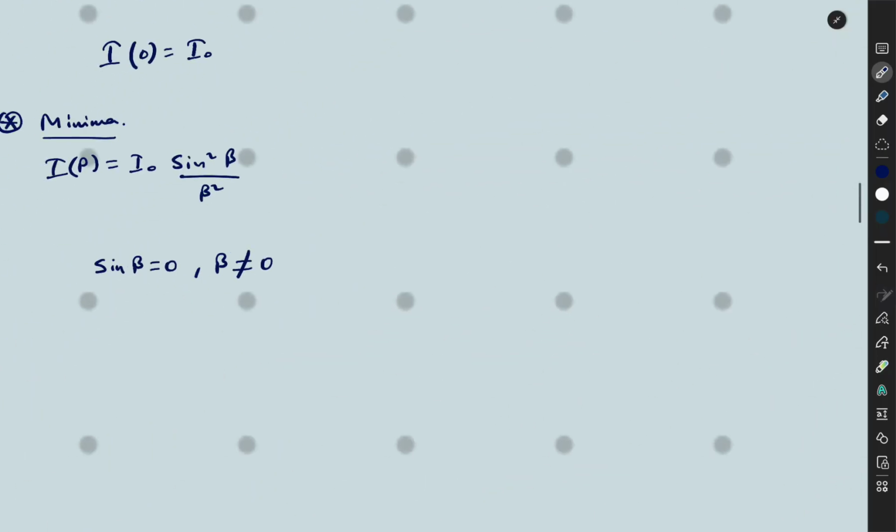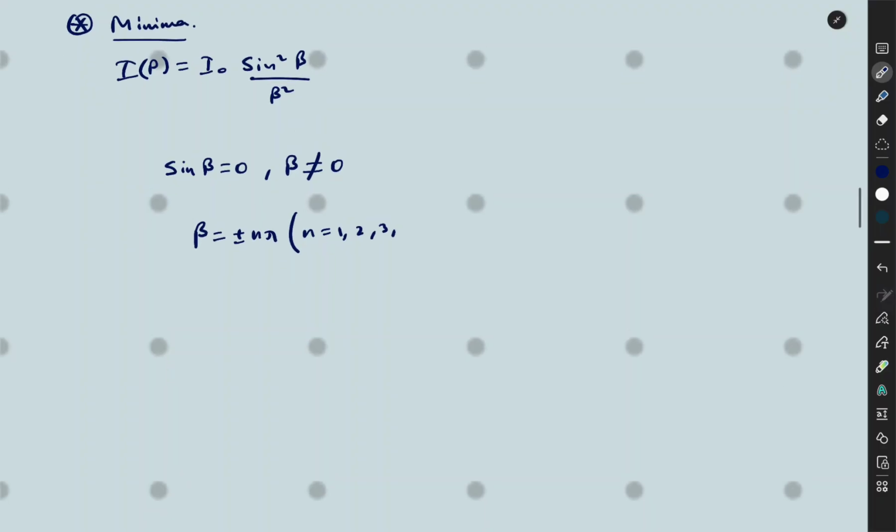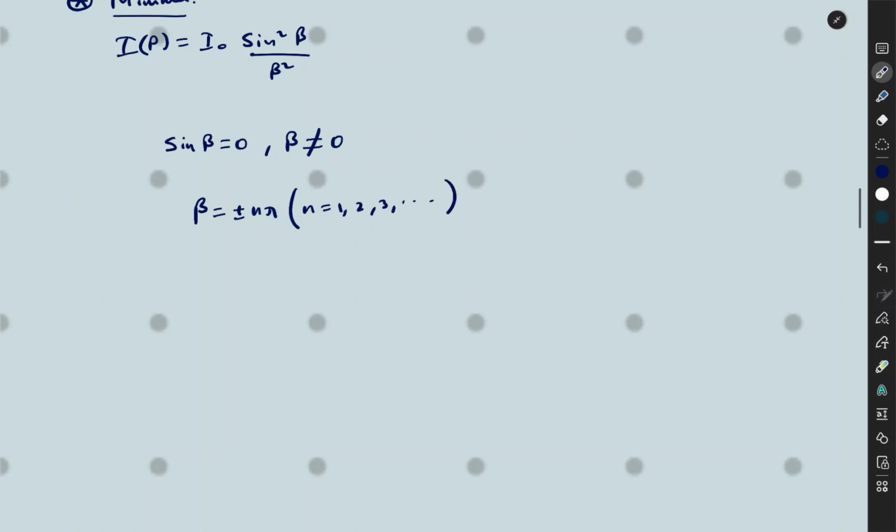If sine beta is equal to 0, then beta is equal to n pi, because at n pi sine becomes 0. And watch carefully that here n cannot be equal to 0, because if n is 0 then beta is equal to 0, but we have to satisfy both conditions, so beta cannot be 0. Therefore n is 1, 2, 3, or rather let us take it as plus or minus n pi. So on both sides we will get the minima.